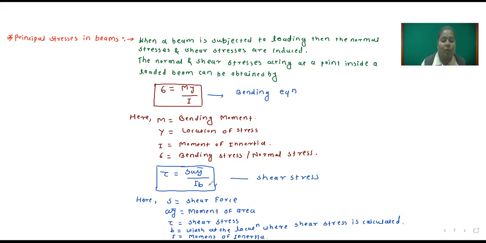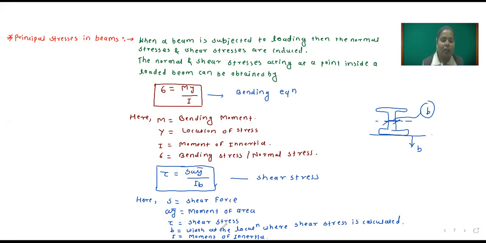B is the width at the location where shear stress is calculated. Suppose we have taken this I section and we have to calculate shear stress at this point. So this is the width. At that width, we will calculate shear stress. That's why we have written width at the location where shear stress is calculated. Suppose we are asked to find it at the flange, then this is the width. So this width will change according to location.